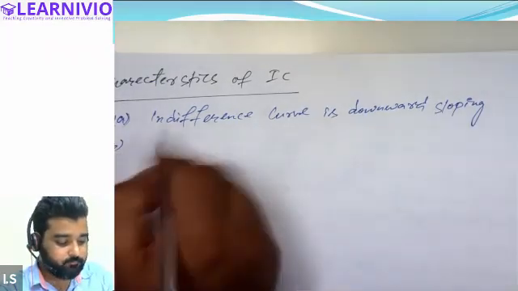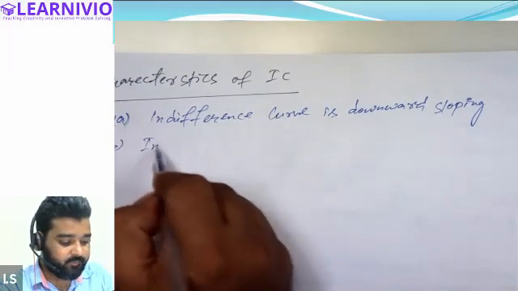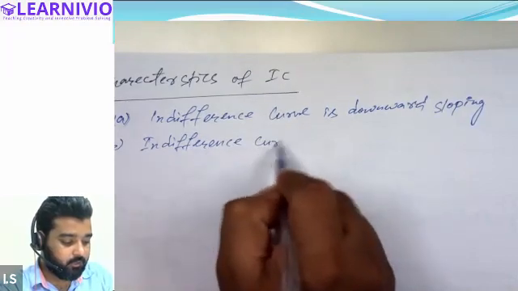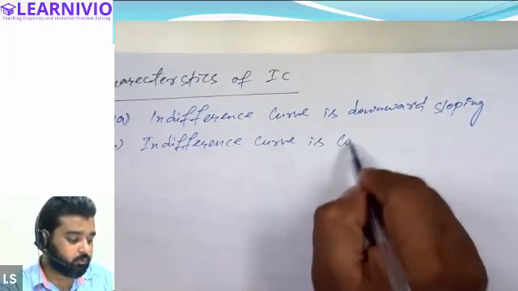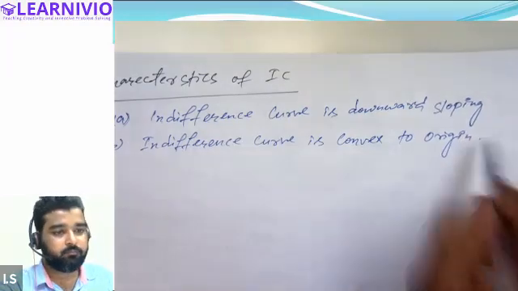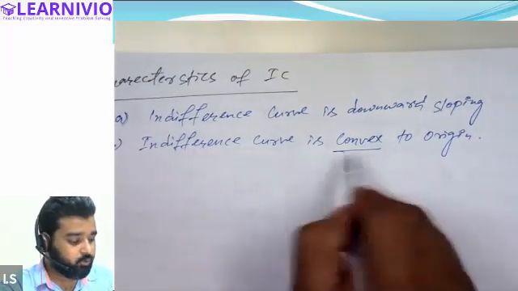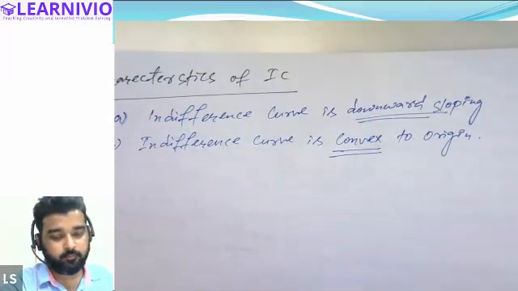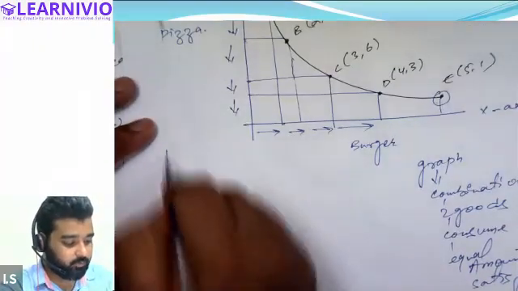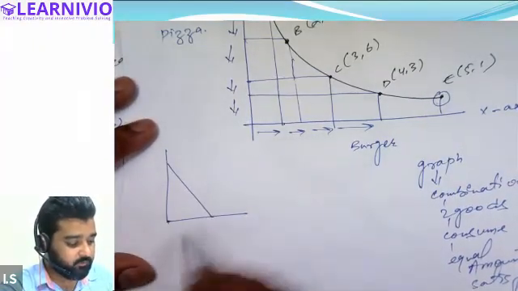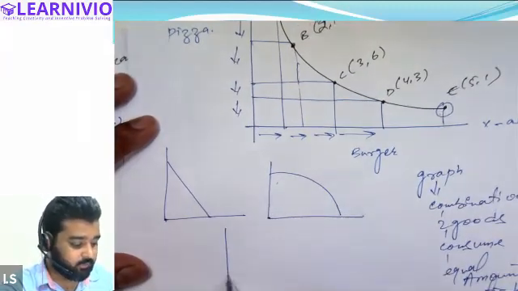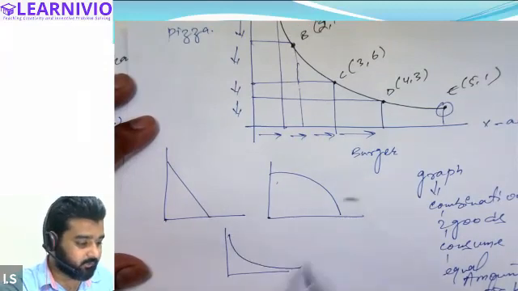After that, you can also observe that the indifference curve is convex to the origin, right? Convex to the origin basically means it is convex in shape. So do you have any idea why it is convex in shape? Do you know what is convex? See, primarily there are 3 shapes in microeconomics. First is linear, then we have a concave shaped curve like this, and third is convex like this.